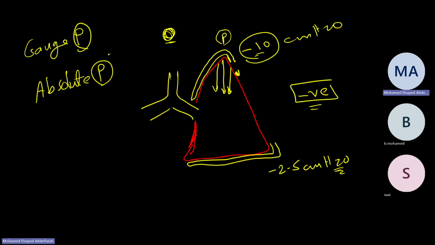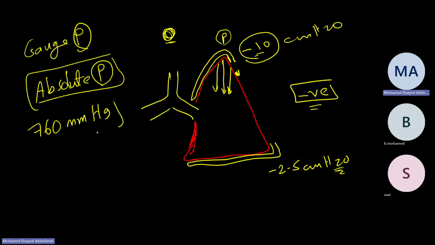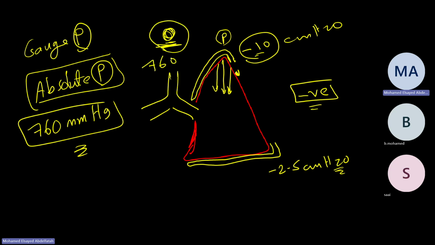Absolute pressure is the total pressure applied to the airway, including the atmospheric pressure, which is about 760 millimeters mercury. So I can consider the atmospheric pressure to be 760, and the airway pressure can be added or subtracted from this pressure. This is called the absolute pressure.